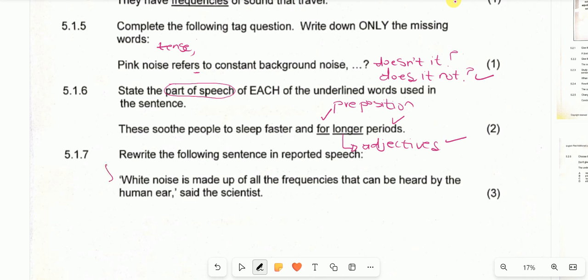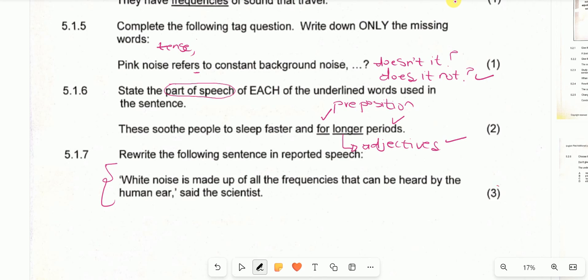Now, reported speech. Please check the video for revision of rules before you come to this question 5 for practice purposes. White noise is made up of all the frequencies that can be heard by the human ear, said the scientist.